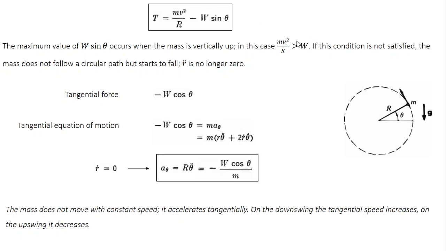So we always need to make sure that mv²/R is greater than W. If this condition is not satisfied, what happens? The weight is going to overpower the centripetal force, and as a result of that, the mass is not going to follow a circular path, but it starts to fall down. So always make sure weight is less than mv²/R.